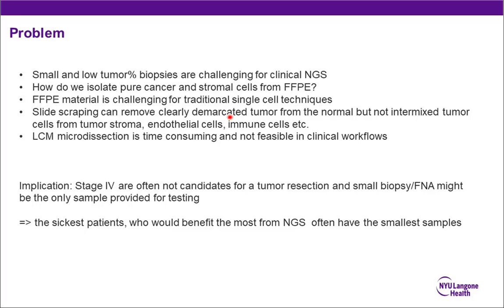Slide scraping can improve your tumor cell percentage if the normal and tumor are clearly demarcated, but separating intermixed tumor cells from the tumor stroma, as I showed you with endothelial cells and immune cells, cannot be done. In theory, laser capture microdissection can be performed, but that's a very time-consuming effort and not really feasible in clinical workflows. So the implication in practical life is that patients with stage 4 cancers, who are often not candidates for tumor resection, get a small biopsy or an FNA, and that might be the only sample that's provided for the testing.